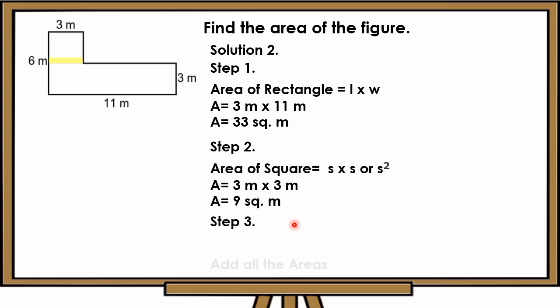And for step 3, we will add all the areas. So we will add the area of the rectangle and square. So 33 square meters plus 9 square meters is equals to 42 square meters. So the area of this irregular figure is equals to 42 square meters.